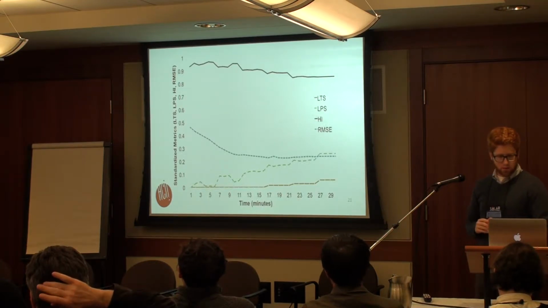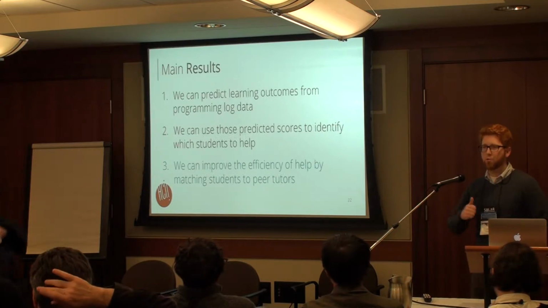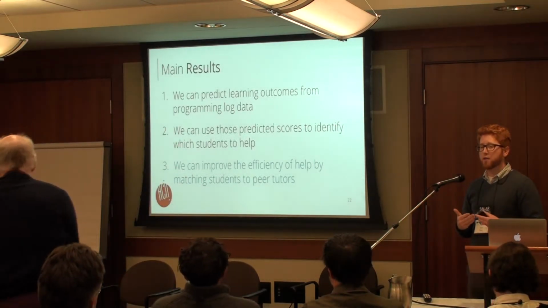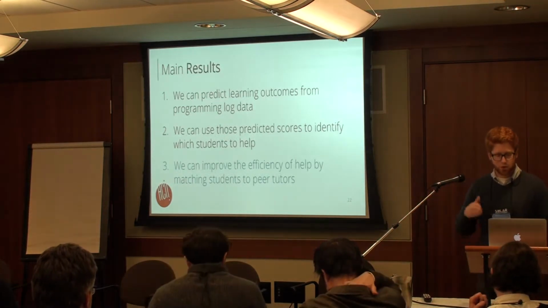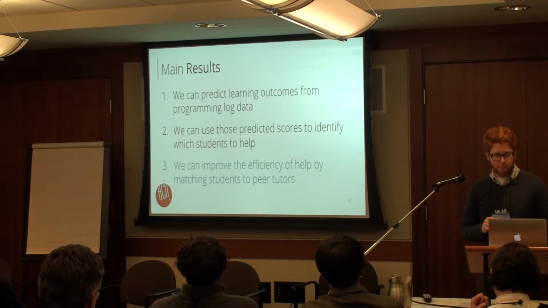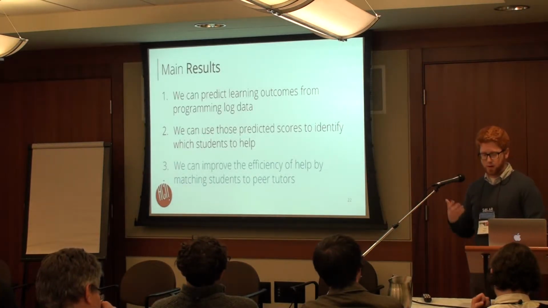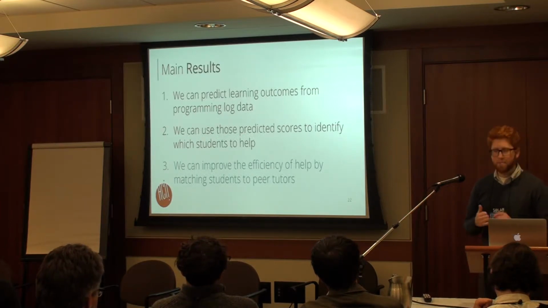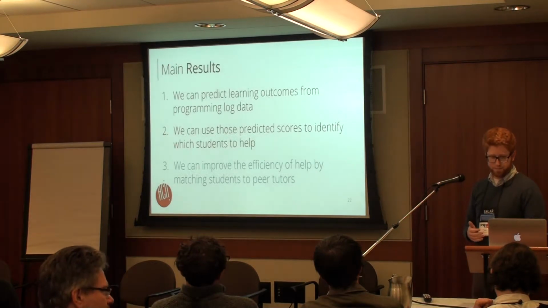Okay, so now we've demonstrated we're able to predict learning outcomes, and we're able to use those predictions to help instructors choose which students to help better. Now we're going to move to a different kind of question that's somewhat related, which is, can we increase the number of students that are helped using these kinds of methods? We're going to do this by matching students to peer tutors based on the similarity of their code.